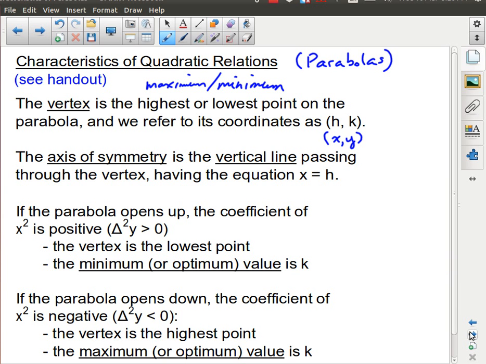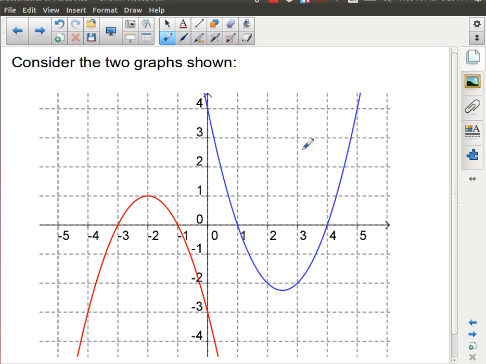It might be useful for me to jump back and forth to a diagram here. So here we go. The first thing is the vertex. The vertex is either the highest or lowest point on the parabola. You can see in this case, this parabola opens downward. The opening is on the downward side, and it has a maximum. This blue parabola opens upward. The opening is on the upward side, and it has a minimum. Each of these two points that I've labeled here are known as vertices, or each one is the vertex.